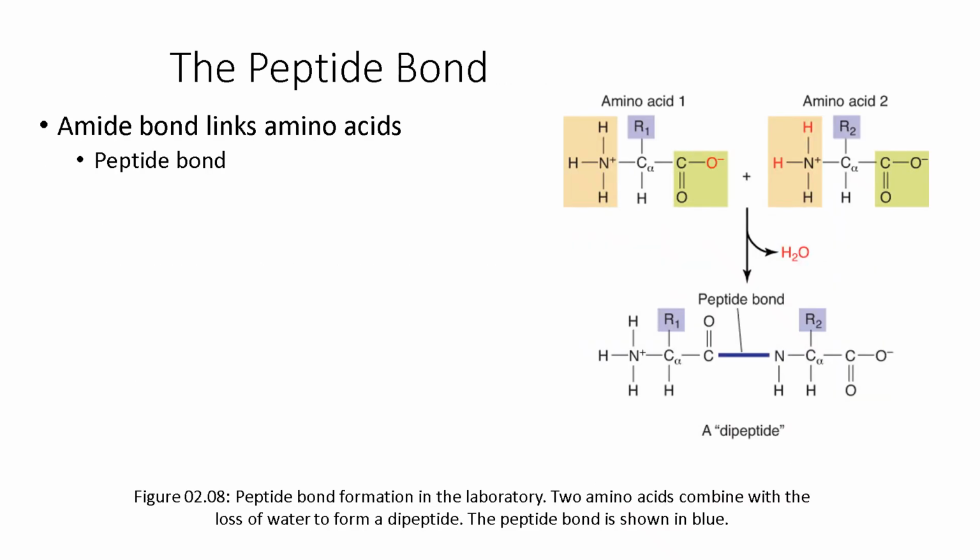A peptide bond forms when the carboxyl group of one amino acid reacts with the amine group of another, releasing a molecule of water. This amide linkage creates the backbone of proteins. Peptide bonds are stable and form the primary structure of polypeptides. In the lab, this is replicated by chemical synthesis, as shown in the peptide bond formation diagram.